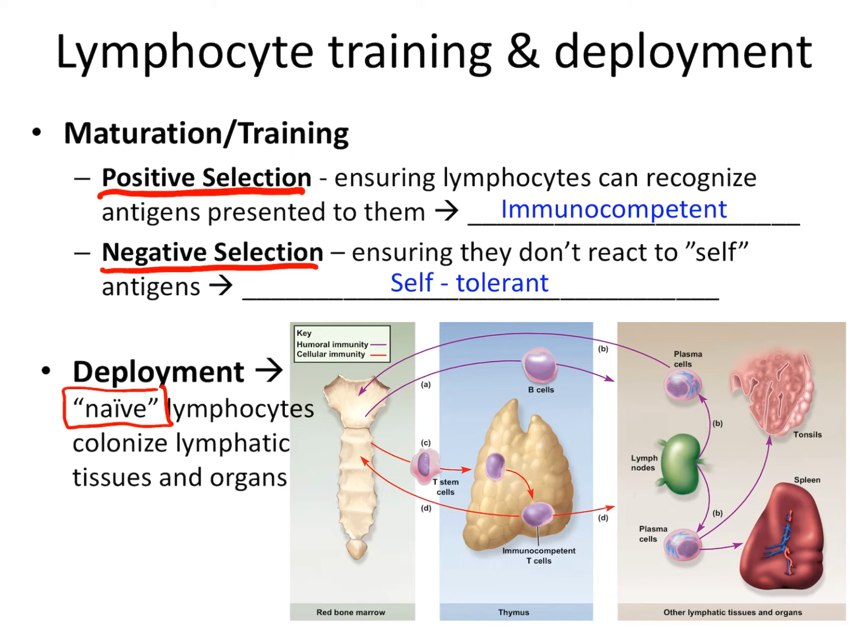It has never yet encountered the foreign antigen that it has a matching receptor for. So these naive lymphocytes, after passing the training and maturation, are going to be deployed. What this means is that they're going to enter out into the circulation, and they're either going to colonize lymphatic tissues and organs, or in some cases they'll stay in circulation.